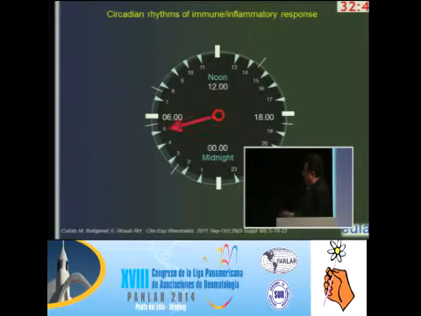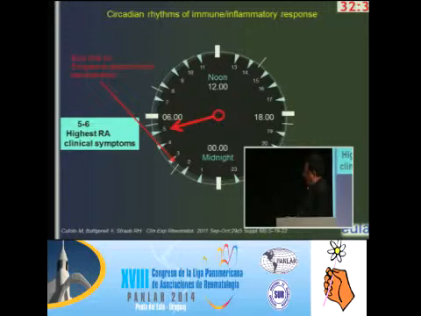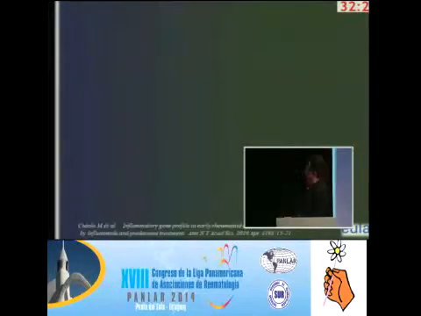So this is an important point we will discuss this afternoon: you get the highest clinical symptoms in the morning, and so if you want to downregulate and optimize the dosage and reduce the side effects, the availability should be during the night. This is an important point.